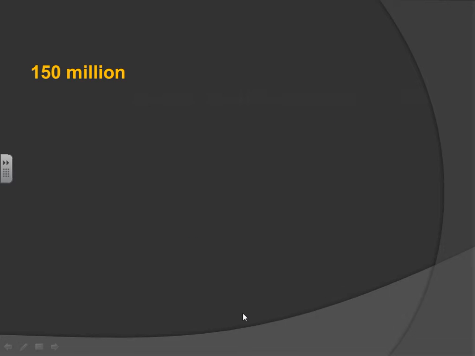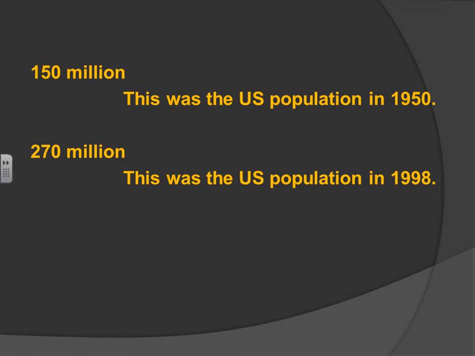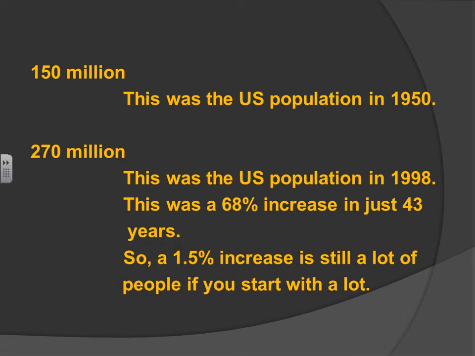150 million people. That was the United States population in 1950. 270 million was the U.S. population in 1998. That was a 68% increase in just 43 years, just in the United States. So in other words, a 1.5% increase is still a lot of people if you start with a lot of people. You can't just look at the percentages.